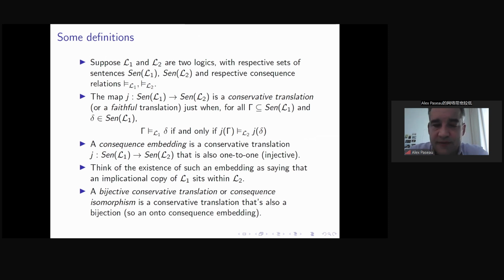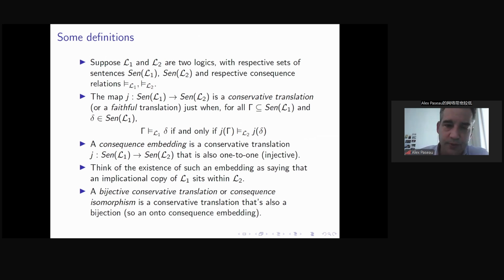Consequence embedding is when such a conservative translation is one-to-one, or injective. In that case, you've got a sort of mirror image of the implicational structure of L1 in L2. There may be other things going on, but you can embed it in L2. So an implicational copy of L1 sits within L2. And if the conservative translation is bijective, then you've got what I call a consequence isomorphism. Okay, a conservative translation that's also a bijection. What's going on is that the logics, as far as these implication relations go, are isomorphic, although there may be all sorts of other differences.